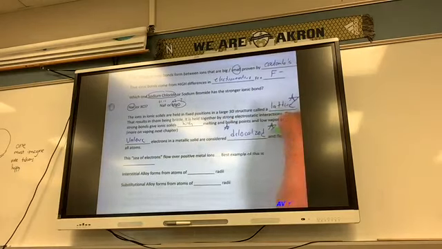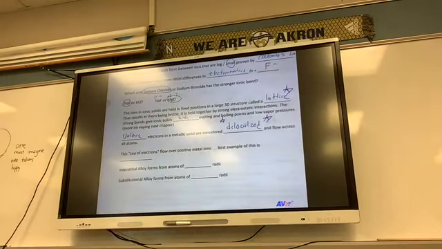Put a star around delocalized. Delocalized means they can flow across. These electrons can move. That's why metals can conduct electricity, because of delocalized electrons. The other thing about ionic solids, they have high melting points, high boiling points.